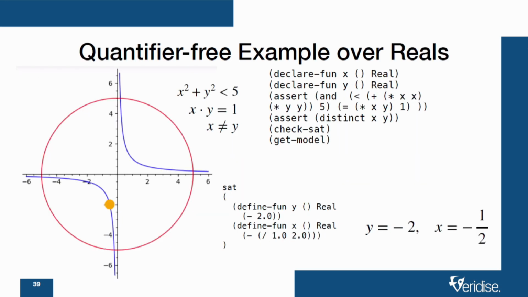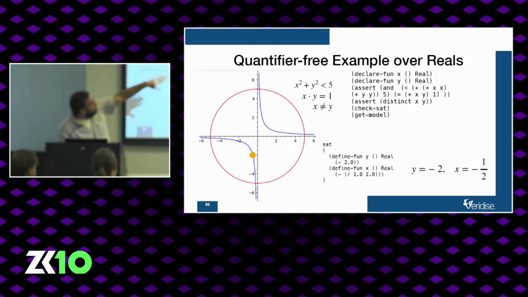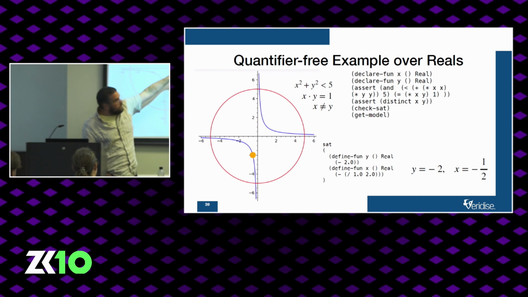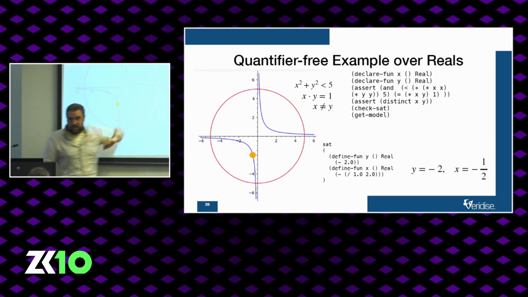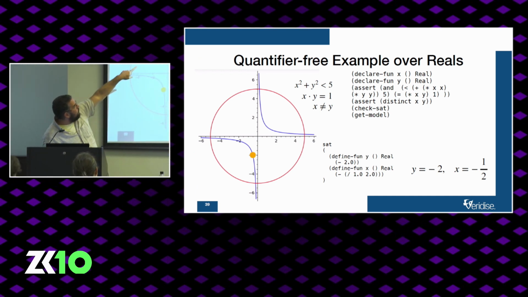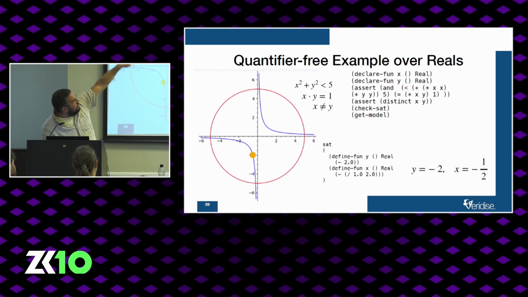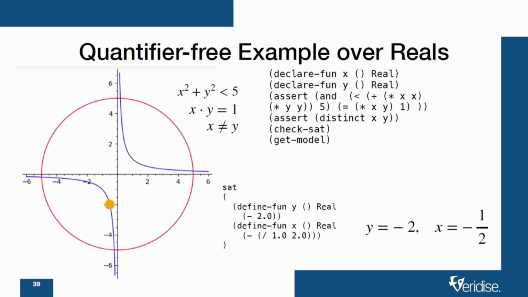I'll just go a bit quick. To give an example, over the reals you could have a system that you want to be satisfied. You're looking for real numbers x and y such that those three conditions are satisfied. How do you feed it into an SMT solver? It just has a certain syntax. You feed it in and you run it.